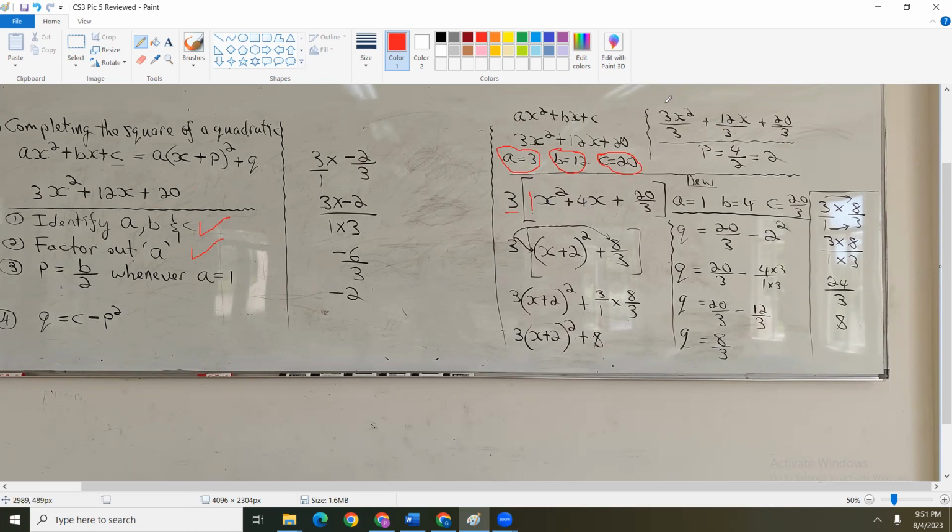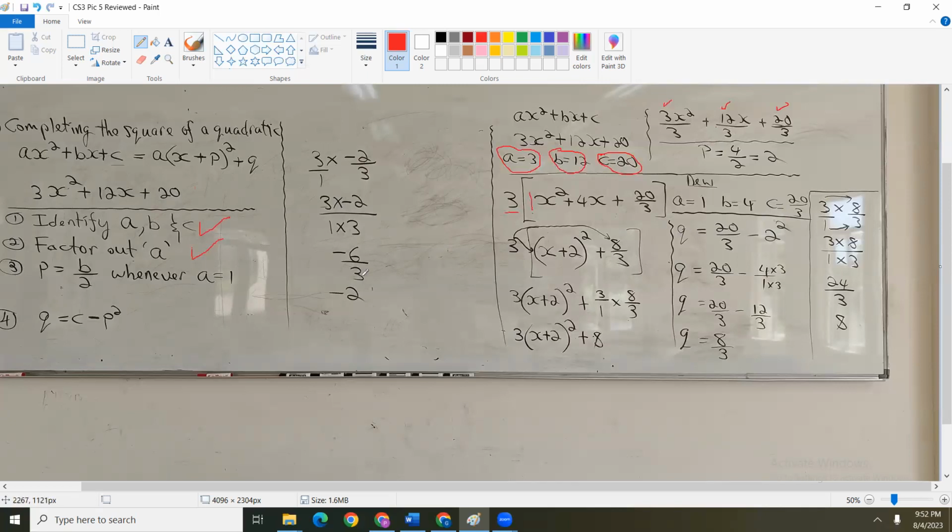So 3 divided by 3 is 1. 12 divided by 3 will give us 4. And 20 divided by 3 remains as 20 over 3 because 20 is not a multiple of 3. And then we close bracket. So we have a new quadratic inside of the square bracket, whereby the new value of A is 1. That's what we wanted to achieve in the first place. The new value of B is 4, and the new value of C is 20 over 3.